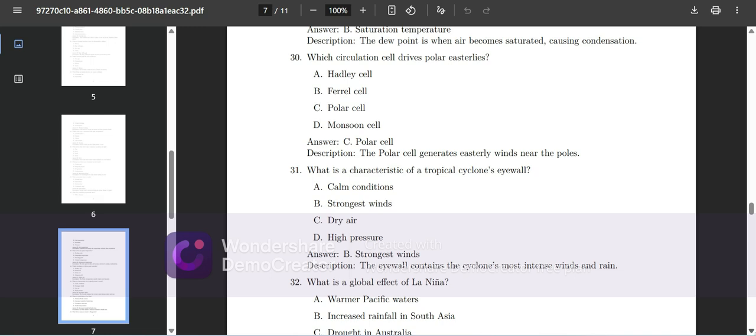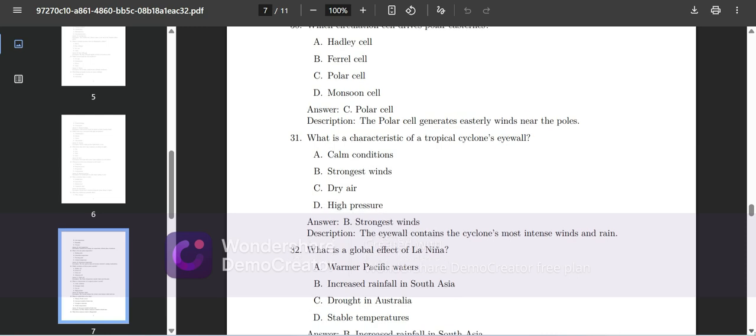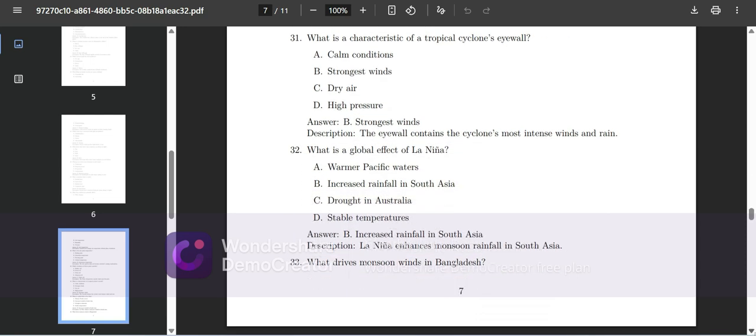What is a characteristic of a tropical cyclone's eye wall? Strongest winds. The eye wall contains the cyclone's most intense winds and rain. What is the global effect of La Niña? Increased rainfall in South Asia. La Niña enhances monsoon rainfall in South Asia.